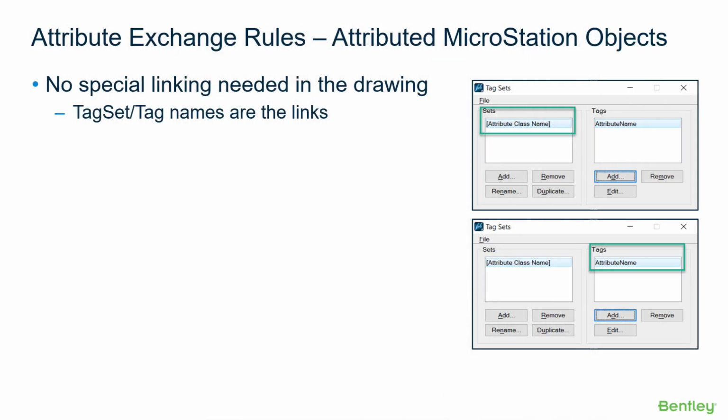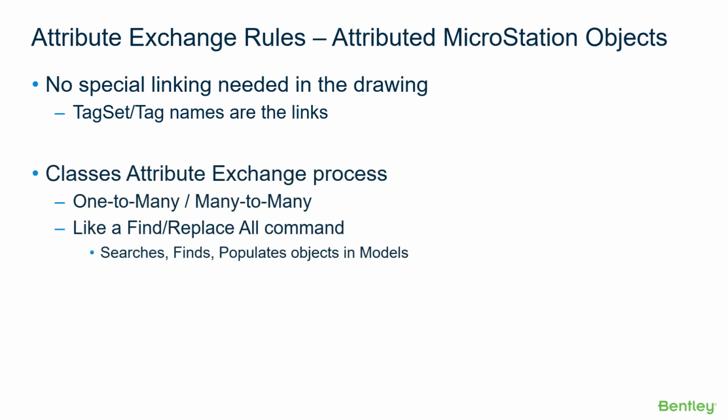Unlike Attribute Exchange for Microsoft Office applications, the target objects in the MicroStation drawing have no special links created. The tag and tag set names are the links. The drawing is set up using standard MicroStation native functionality. The attribute exchange process for the drawing is similar to a find-replace-all command. The exchange searches for all tag sets in the drawing, looking to match the MicroStation title block class name. References are also included if the configuration variable is not disabled.